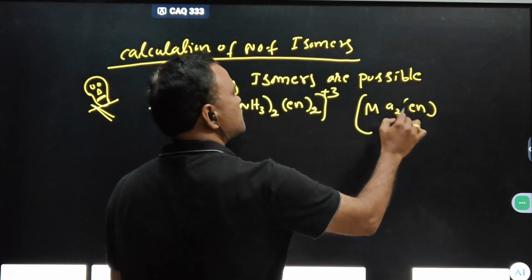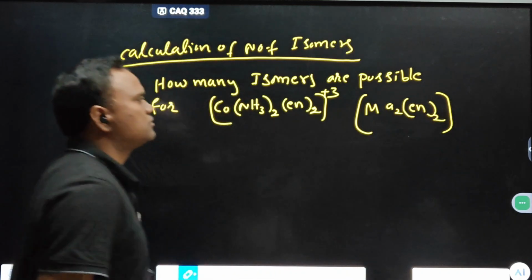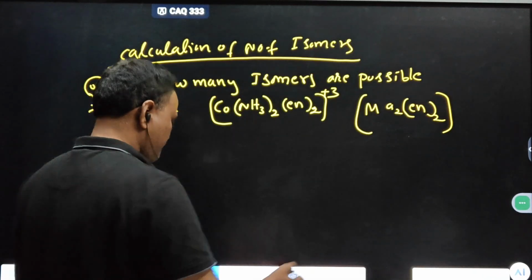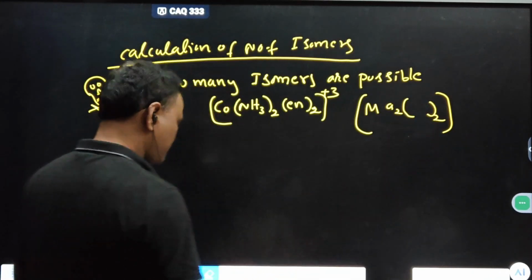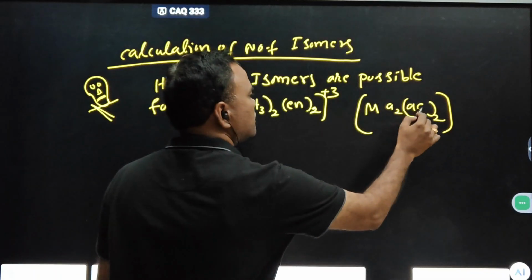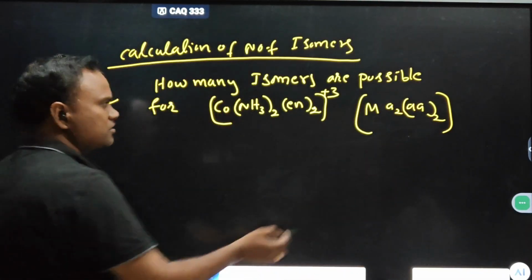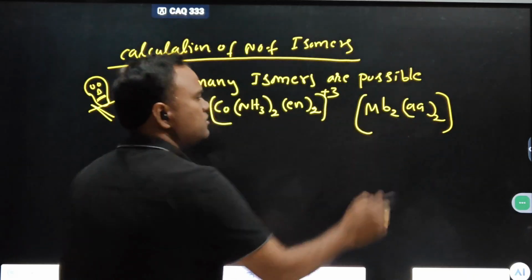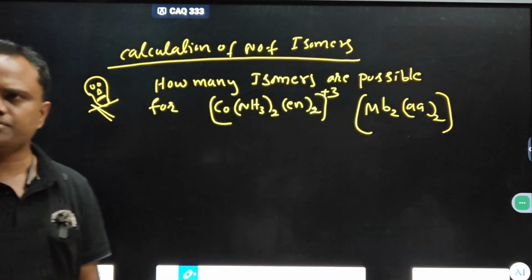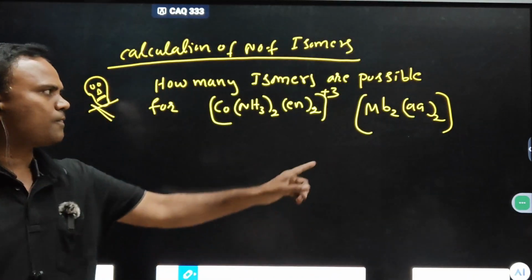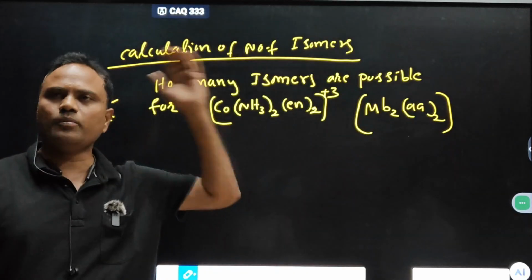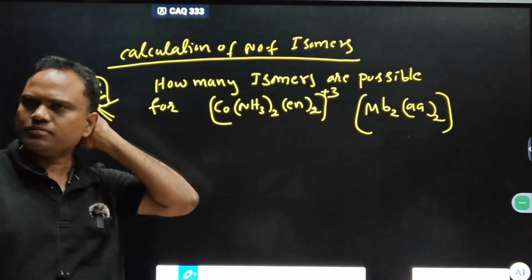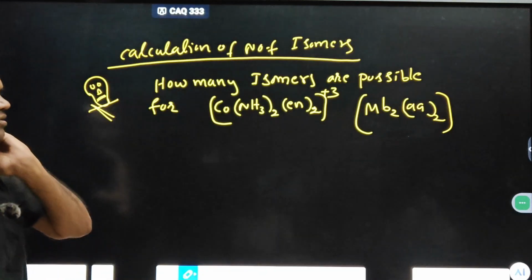A2 (en) taken twice. Sorry, A2 or B2, okay, you can consider B2 also. Correct only, no? Format is right. You once check. How many? Three isomers are possible. What are the three isomers?